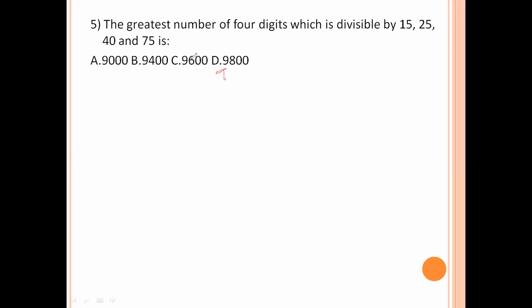Next highest number. 15 6s are 90, 60, 15 4s are 60, remainder 0, so it is divisible by 15. The last two digits are 0, so it is divisible by 25. Dividing by 40, it is divisible. Dividing by 75, 75 8s are 600, so it is divisible by 75. It is divisible by 15, 25, 40 and 75. So this is the highest number which is divisible by all these values. So option C is the right answer.